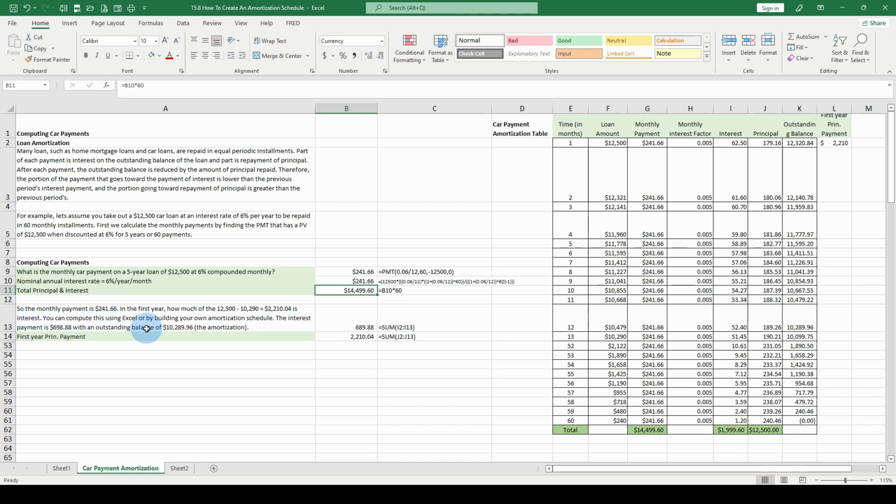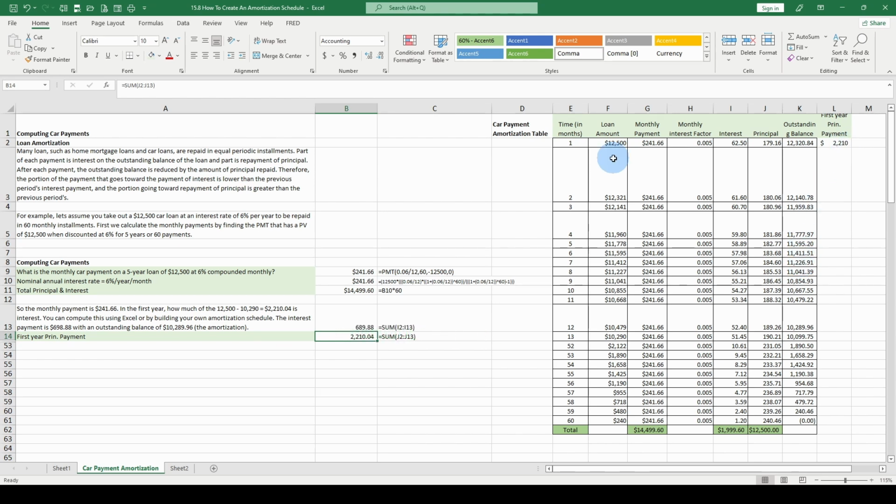Well, you can compute this using Excel or building your own amortization schedule. The interest payment is $698 for that period, with an outstanding balance of $10,289. How do we compute it? We're going to take the sum of I2, which is the interest over here in this table, and we're going to get $689.88. First year's principal payment, $2210. We're just going to use this table over here to come up with that number.